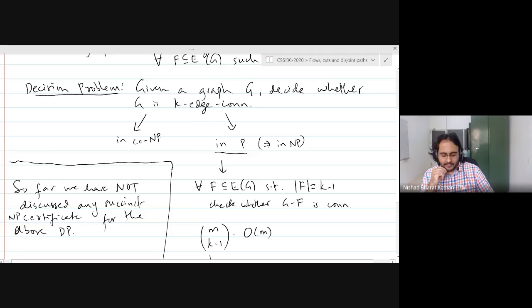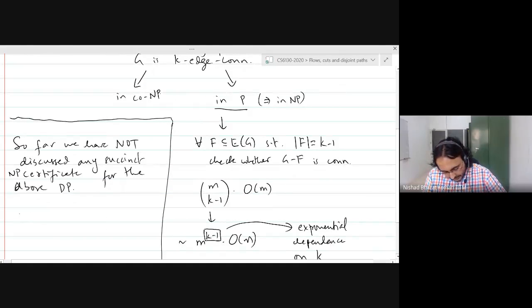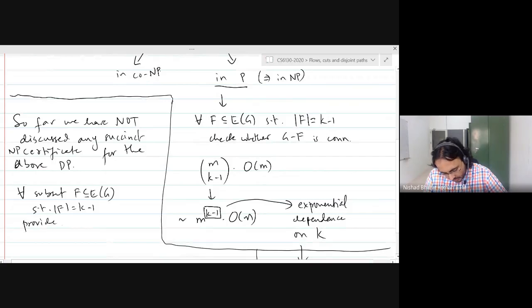If you want to prove that the graph is 5 edge connected, then you don't want connected components. So you want a spanning tree in the resulting graph. Is that right? Yes. So what you could do is for each subset F of the edge set such that cardinality of F is equal to k minus 1, provide a spanning tree of the graph G minus the set F.